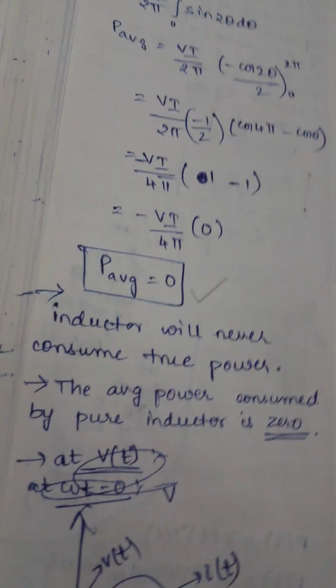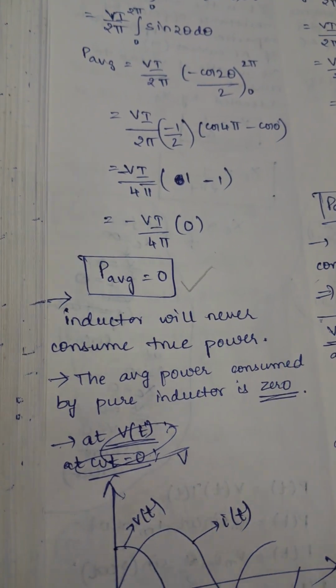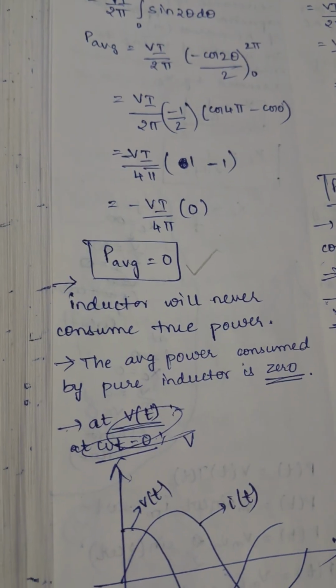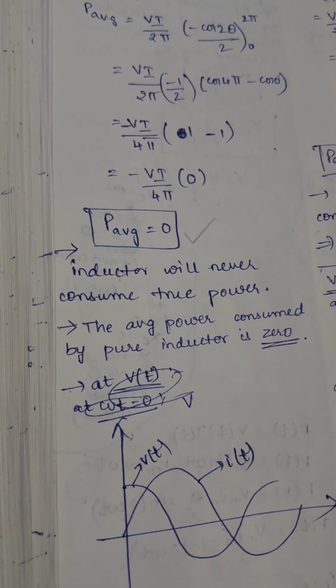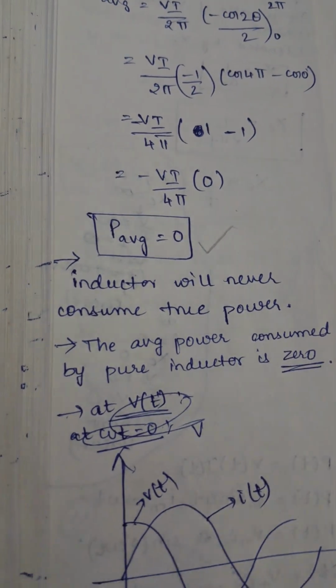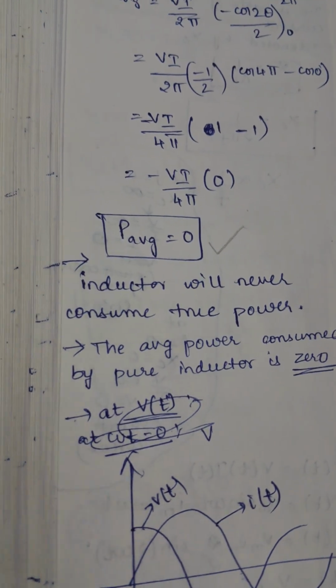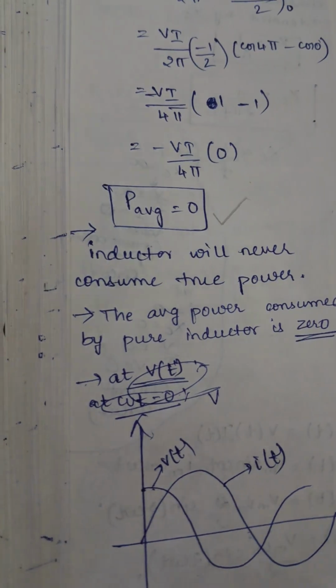If there is only an inductor, average power will be 0. Means the inductor will never consume true power. But imaginary power it will consume, like in terms of i or j, that complex number will be there, right? That imaginary power it will consume, inductor. But pure power it will never consume. Average power consumed by a pure inductor is 0.